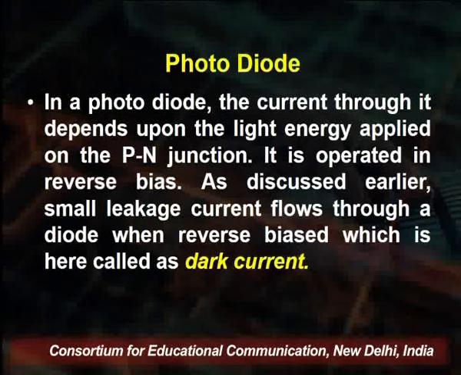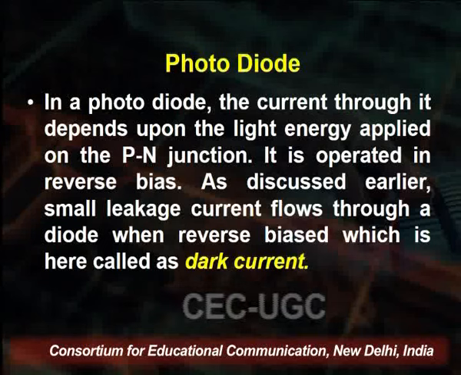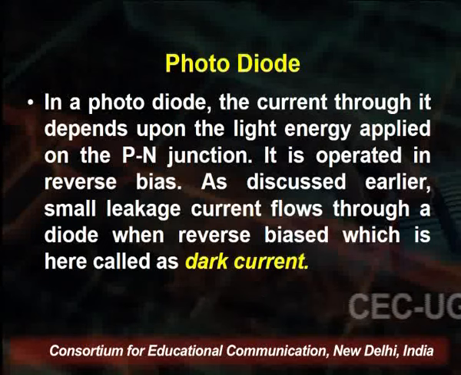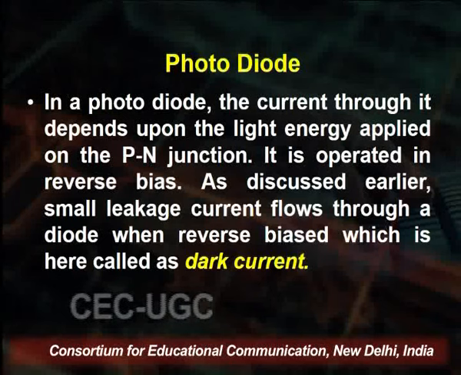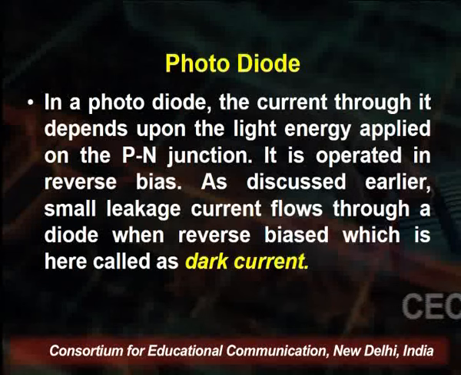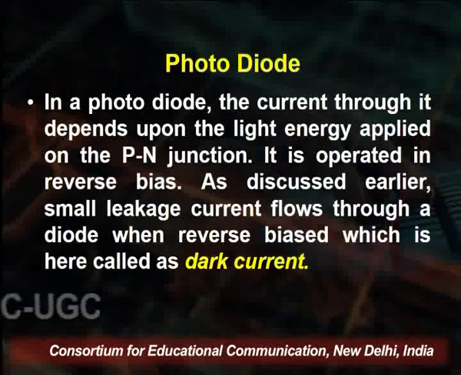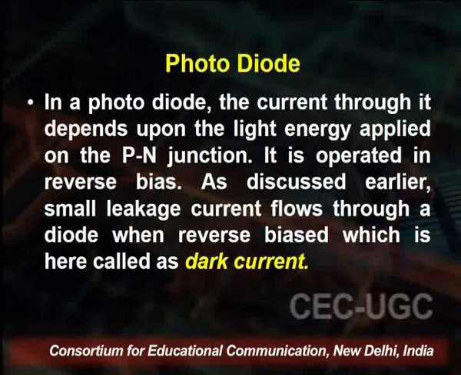Now next is the photodiode. In the photodiode, the current through it depends upon the light energy applied on the PN junction. The LED releases photons and produces light energy, and similarly the laser also produces light energy. But in the photodiode, the current depends upon the light energy applied to the PN junction. If it is operated in reverse bias, then we can have the breakdown voltage.